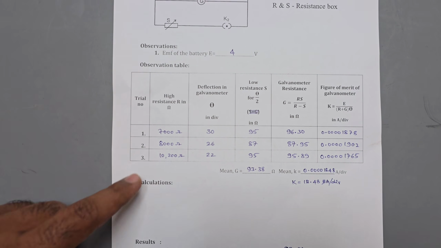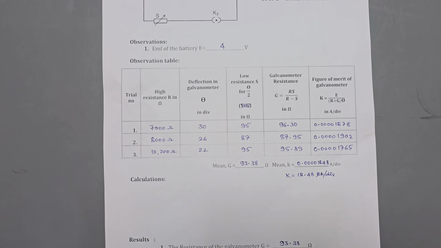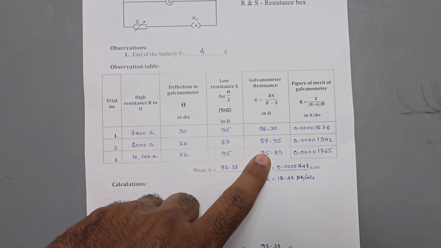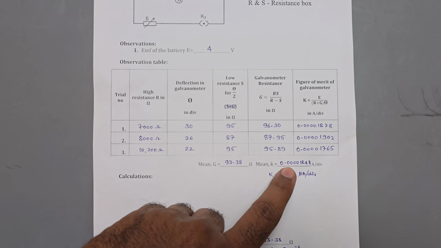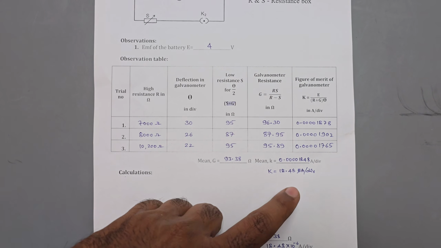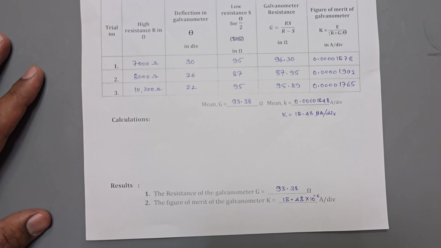I have written all the trials here. Second trial also we had taken. Third trial I have taken directly and I have written the readings here. So you have to calculate the mean of the resistance of the galvanometer. It is 93.38. The figure of merit mean will be 0.00001848. In microampere per division, it will be 18.48 microampere per division. So I have written the result here.